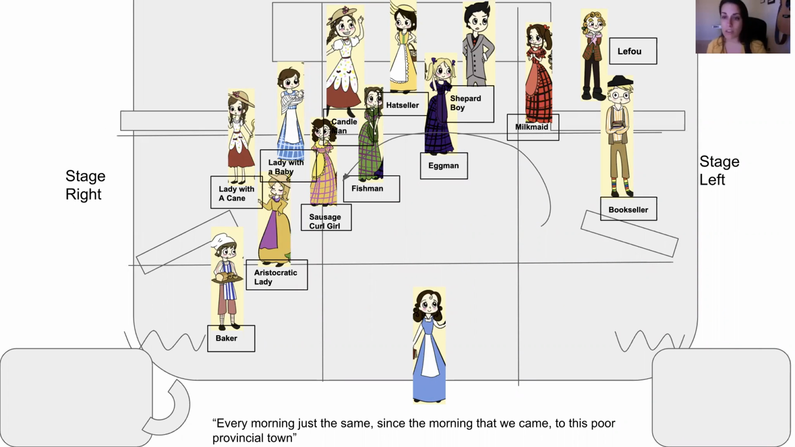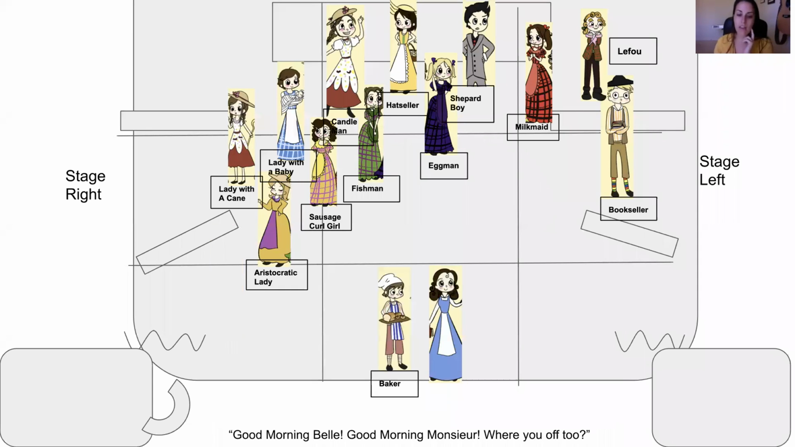This is a marketplace, and we are in an old provincial town where everybody just likes to gossip and talk about fun topics like how many apples the tree had that day. Okay, so whatever we're going to be talking about, we're going to be partnered off. Since aristocratic lady and lady with a cane are across from each other, they're going to be leaning in to talk. Same thing with lady with a baby and sausage curl girl. Shepherd boy, milkmaid, eggman, hat seller, you guys can be a little group of 4. Bookseller and LeFou, you guys are observing or talking, whatever you'd like to do. This scene goes on right in zone 2.